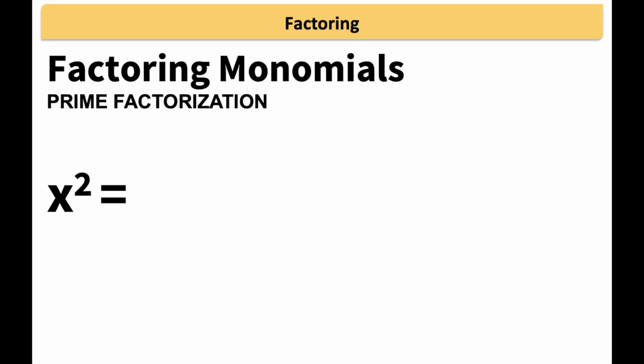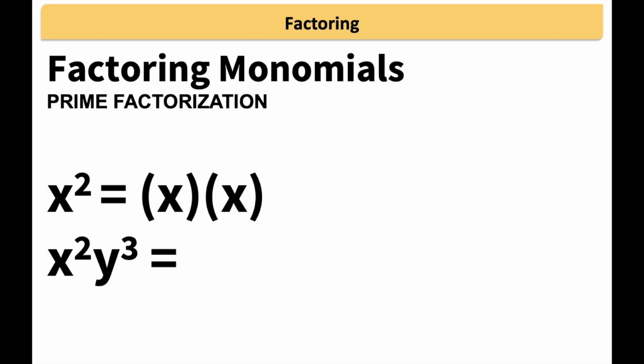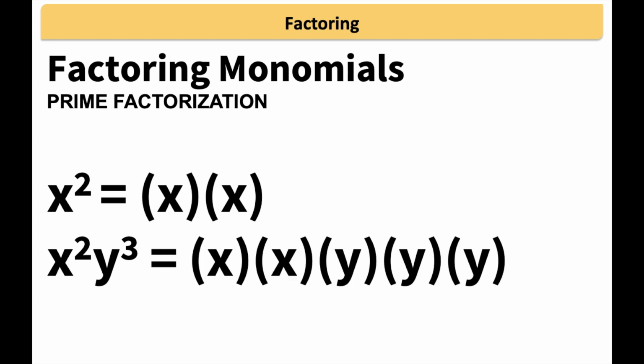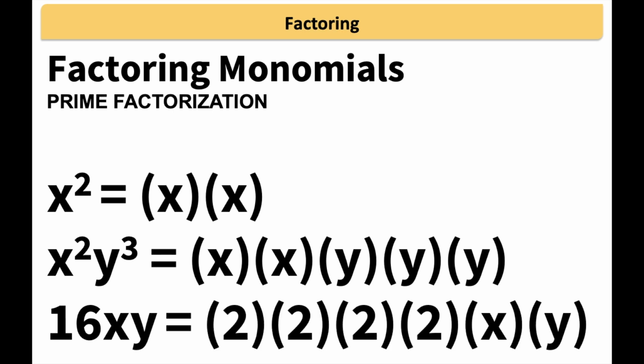Okay? So let's start with x squared. Ang prime factors ng x squared is x and x. So here we have x squared is equal to x times x. How about x squared y cubed? Ang prime factors niya would be x times x times y times y times y. How about 16xy? Ang prime factors ng 16 is 2 times 2 times 2 times 2 times x times y. Okay? So ito yung tinatawag natin prime factorization.